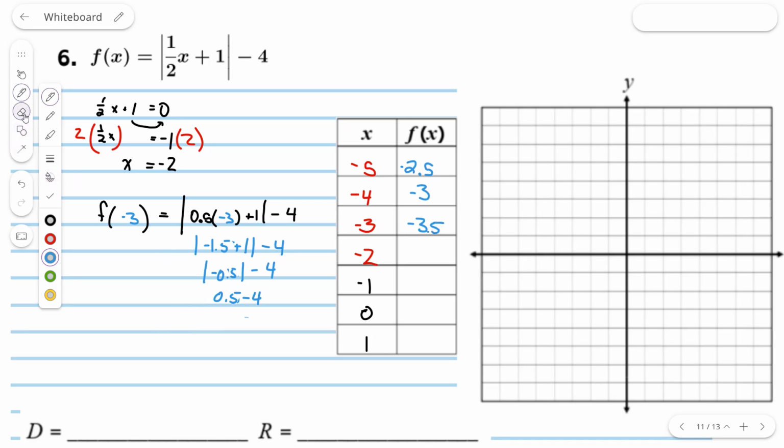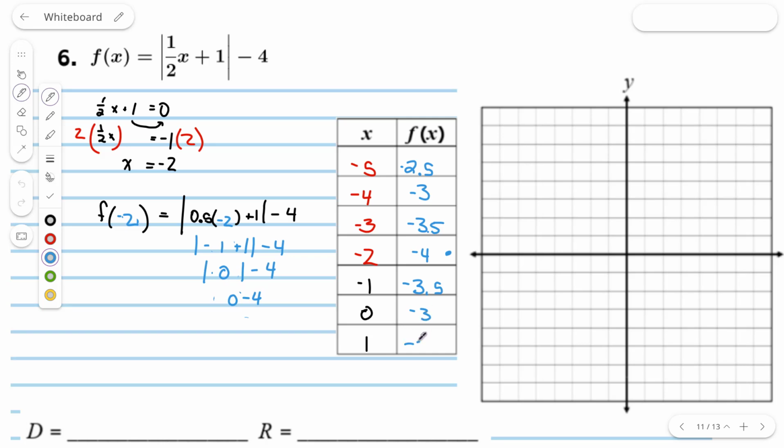And so now we're going to plug in a negative 2. Negative 2 times 0.5 is negative 1. Negative 1 plus 1 is going to give us a 0. 0 minus 4 is a negative 4. At this point should be our turnaround point. This is our vertex. And so we're going to see that mirrors going back the other way.